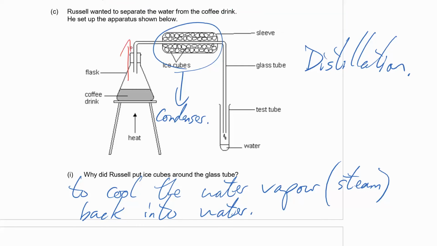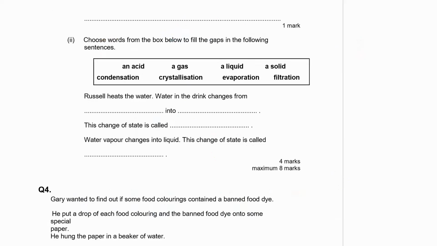As it leaves the conical flask, it's a gas. As it then gets to this condenser, it's going to turn back to a liquid, and it then runs down into this test tube or boiling tube. Which leads nicely on to the next question.